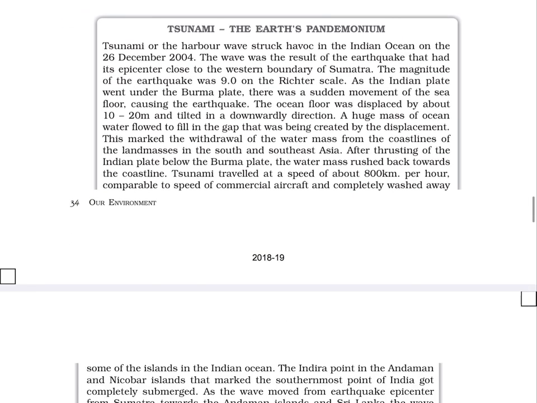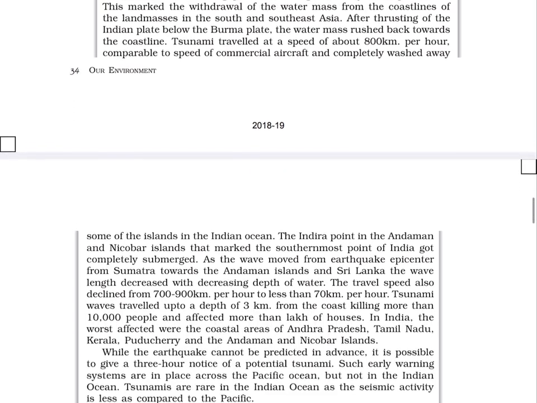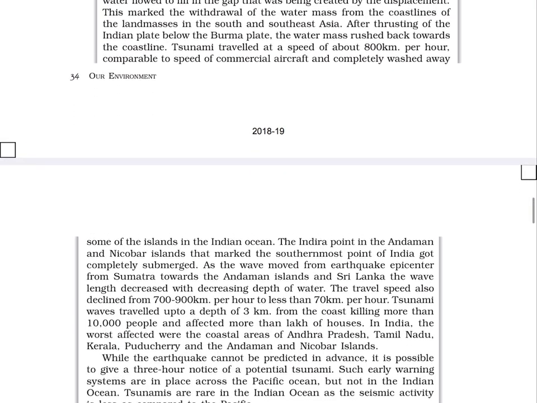This marked the withdrawal of the water mass from the coastlines of the land masses in the South and Southeast Asia. After thrusting of the Indian plate below the Burma plate, the water mass rushed back towards the coastline. Tsunami traveled at a speed of about 800 kilometers per hour, comparable to speed of commercial aircraft, and completely washed away some of the islands in the Indian Ocean.